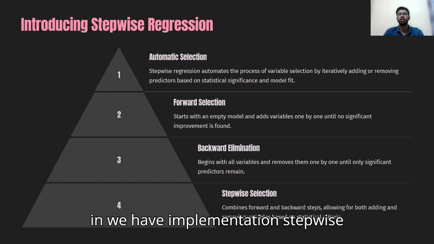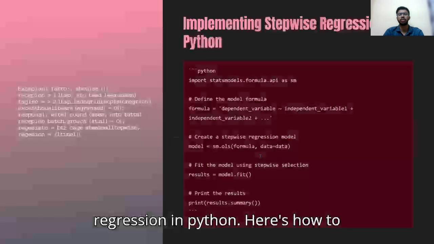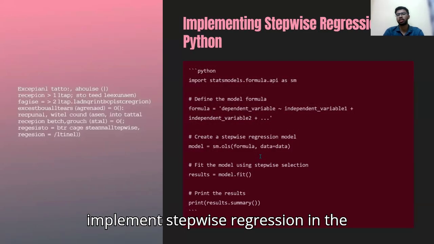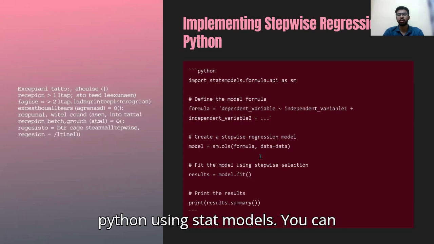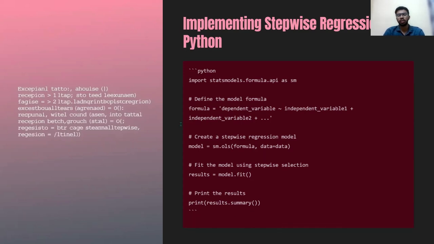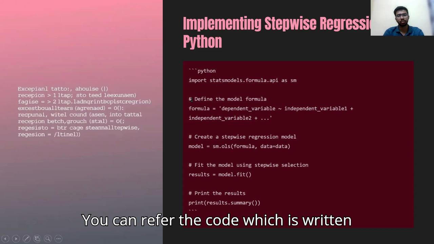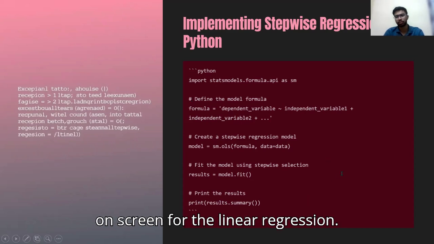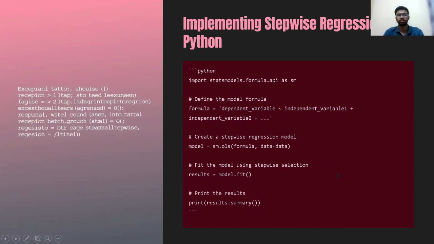Next, we have implementing stepwise regression in Python. Here's how to implement stepwise regression in Python using statsmodels. You can refer to the code which is written on screen for the linear regression.